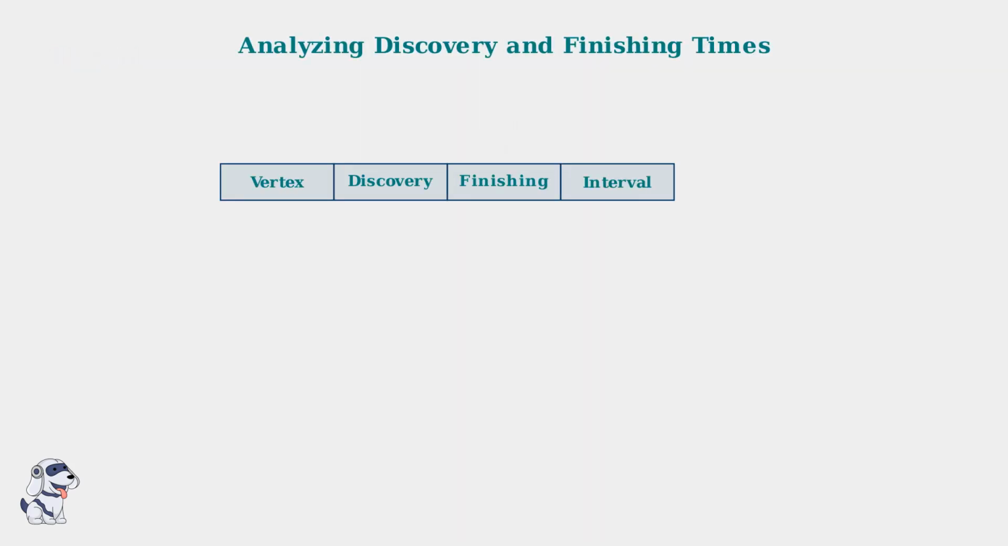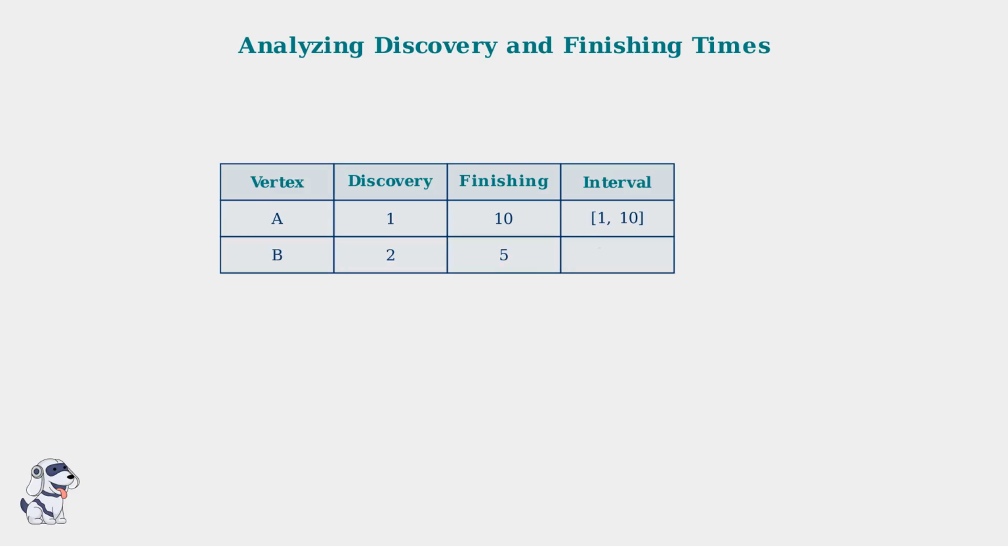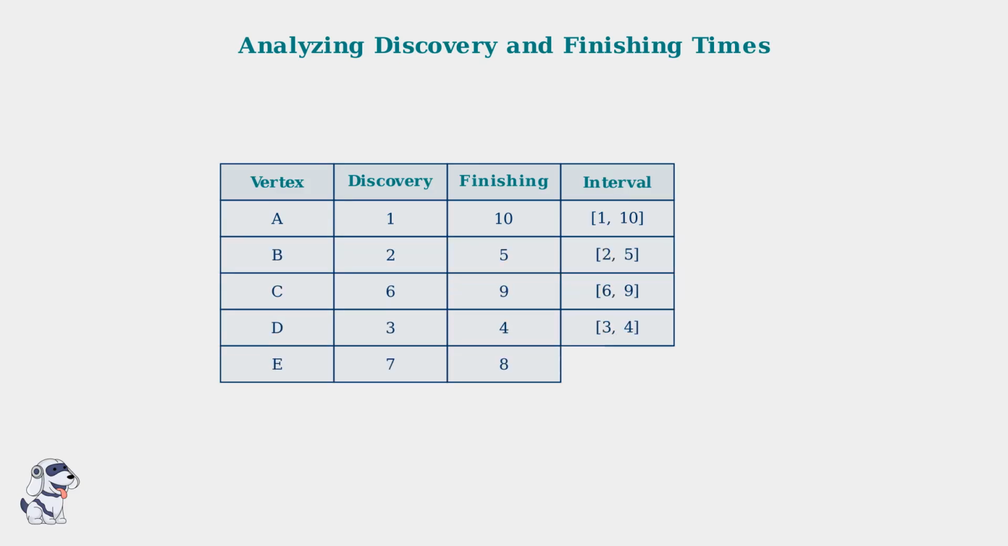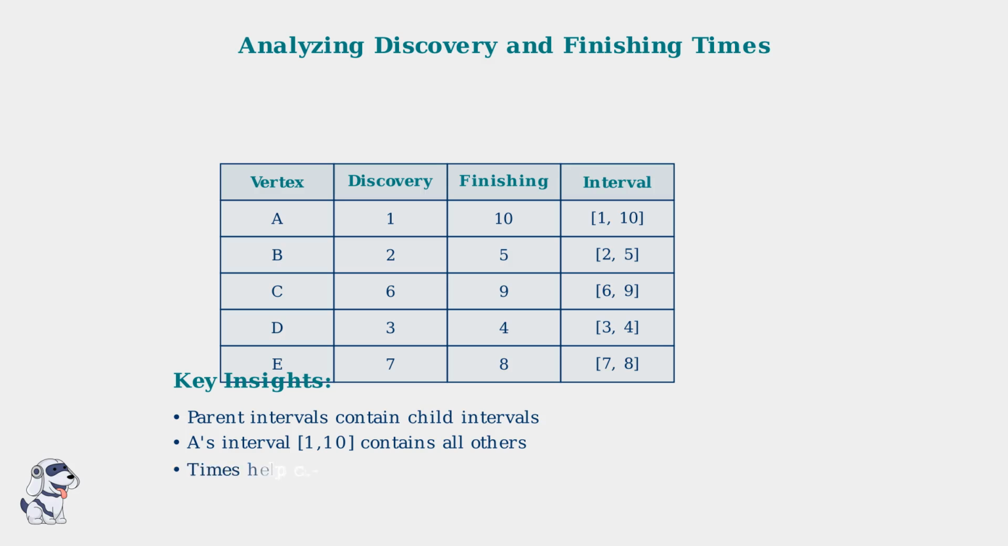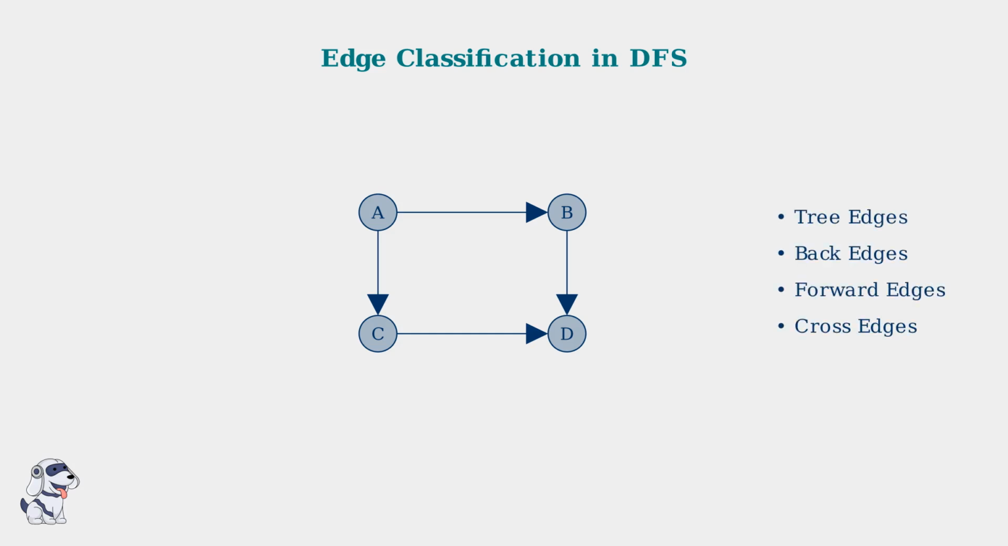These discovery and finishing times reveal important structural information about our graph. The time intervals show parent-child relationships, and we can use them to classify edges and detect cycles in the graph. During depth-first search traversal, we encounter different types of edges that help us understand the structure of the graph. DFS classifies edges into four distinct categories based on the relationship between vertices.